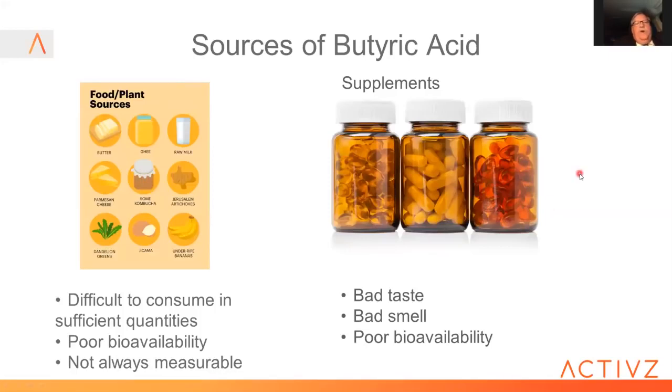We also can get it in supplements, but up until the point of our product being on the market, the problem with supplements is, as we know, they taste horrible because butyric acid tastes horrible. They smell horrible because butyric acid smells horrible. And again, it's poor bioavailability, meaning that when you consume a capsule of butyric acid, it's not protected well enough to get through the stomach in order to be utilized in the colon. So let's go to the next slide.